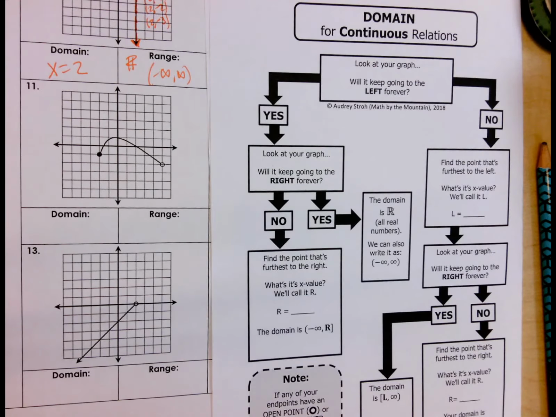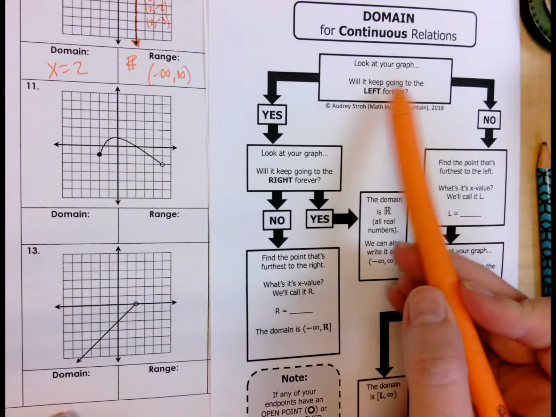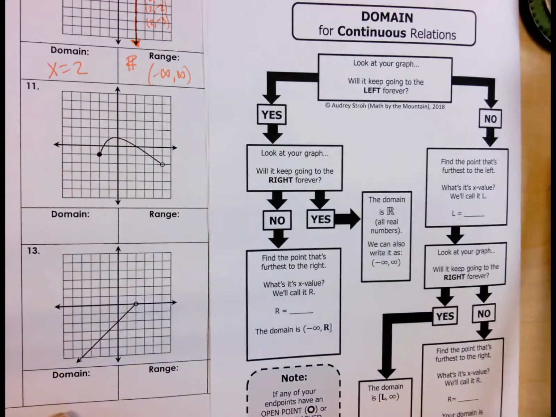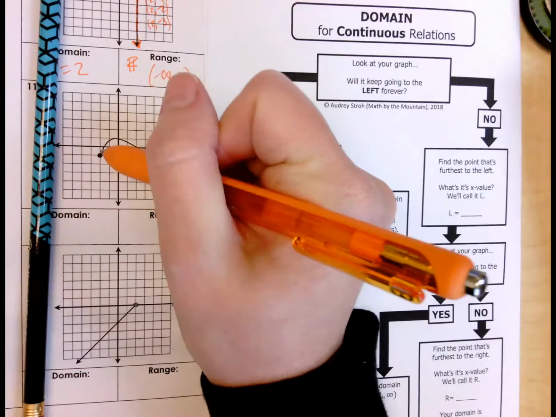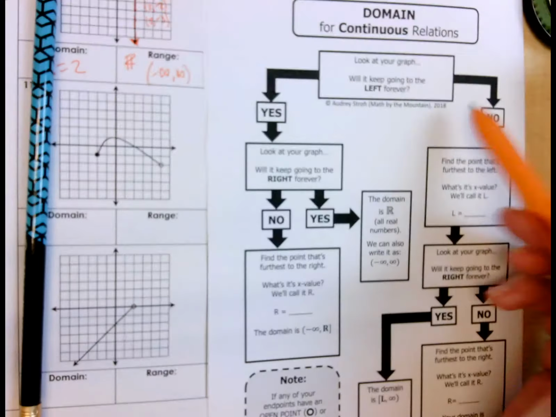All right, so last two examples, we have number 11 and number 13 that we're going to talk about, okay? So let's talk number 11. Let's start here. Domain. Look at your graph. Will it keep going to the left forever? So we start with scanning, and no, our graph stops at some point, so we say no.